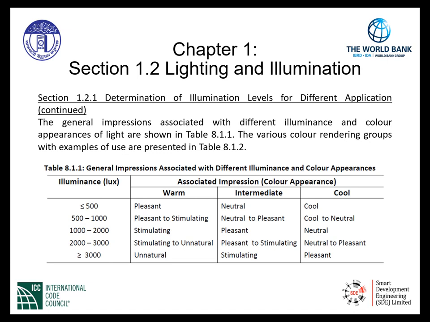As we go down in illuminance, maybe the range of 500 to 1000 lux, and we enter the column of warm, this is pleasant to stimulating. When we enter the intermediate column for the same range, 500 to 1000 lux, it tends to be neutral to pleasant. When we enter the very last column of the range indicated as 500 to 1000 lux, in the cool column, the color appearance associated with our impression tends to be cool to neutral.